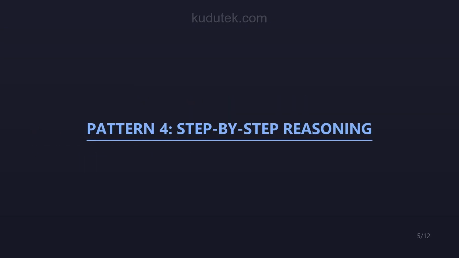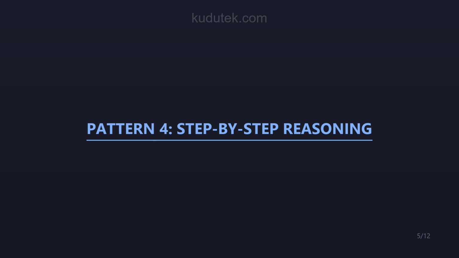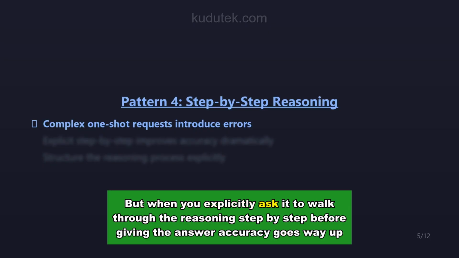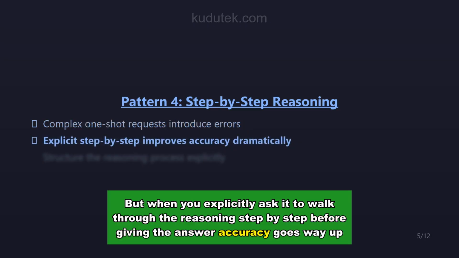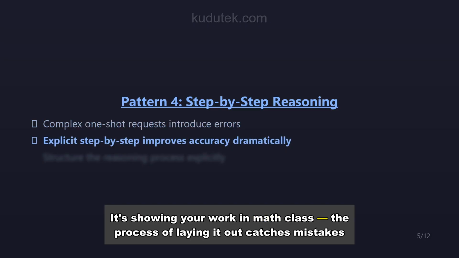Pattern 4. Ask it to think step by step. Pattern 4 is about accuracy on complex stuff, and this one actually surprised me when I first understood why it works. When you ask an AI to solve something complicated in one shot, errors creep in. But when you explicitly ask it to walk through the reasoning step by step before giving the answer, accuracy goes way up. It's showing your work in math class. The process of laying it out catches mistakes.